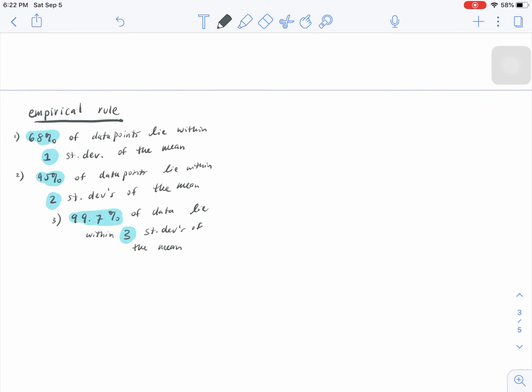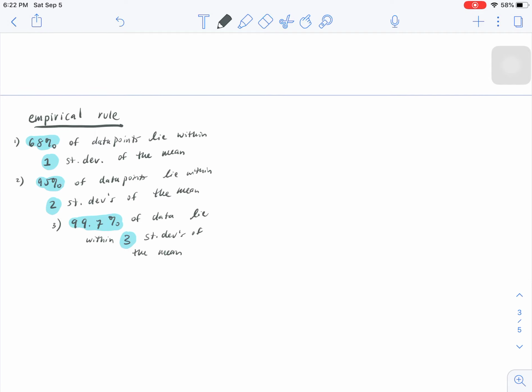So if I want to figure out if the empirical rule is true for this data set, if these three facts are true, I first need to find the mean and standard deviation. You can calculate the mean using our standard formula, and you'll get that our sample mean is 212.9. If you find the standard deviation, you should get 223.2.